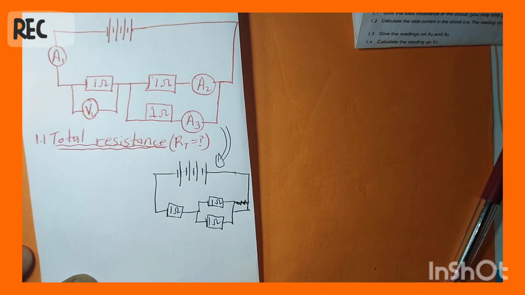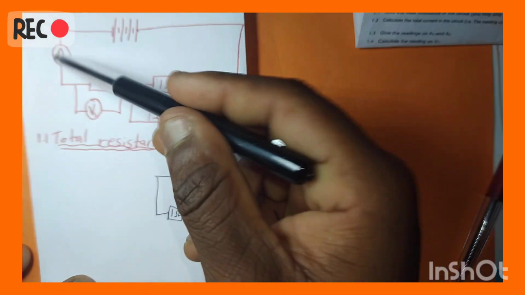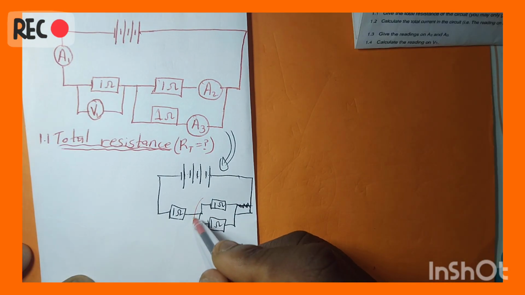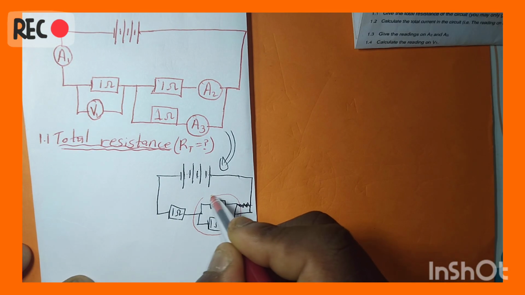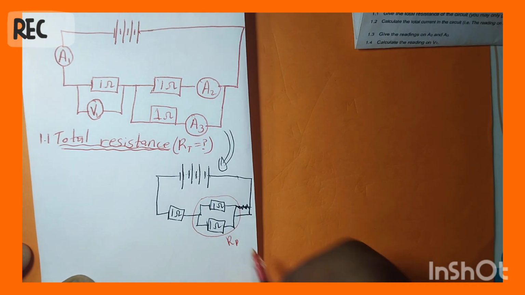So if you can notice something here, guys, if I remove all the measurements, I will only have resistors. So for you guys to calculate the total resistance, you should simplify this circuit. You should start by combining these two together, because those two are in parallel.